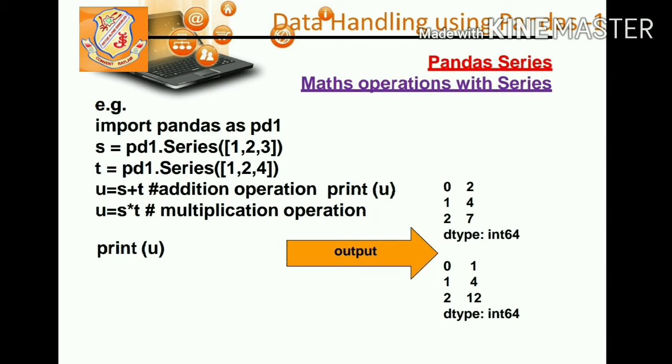First U is printing 0, 1, 2 as the index, and 1 plus 1, 2. 2 plus 2, 4. And 3 plus 4, 7 is the output. For the second U in the output, 0, 1, 2 are the indexes, and 1 into 1, 1, 2 into 2, 4, and 3 4s are 12 is the output. In the first output, both the values are added, and in the second one, both the values are multiplied.